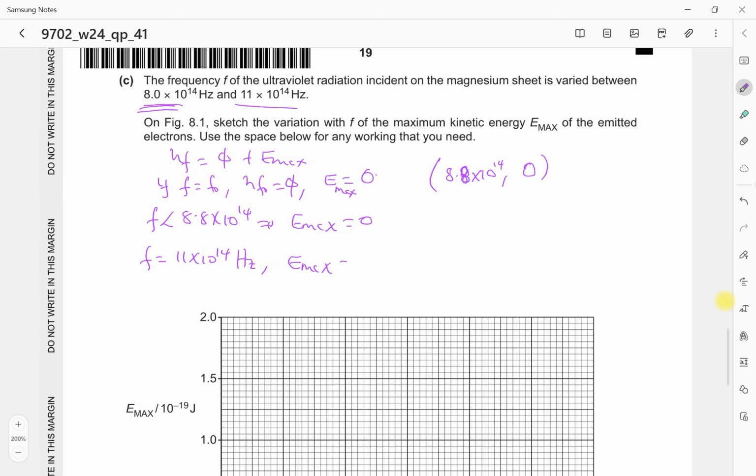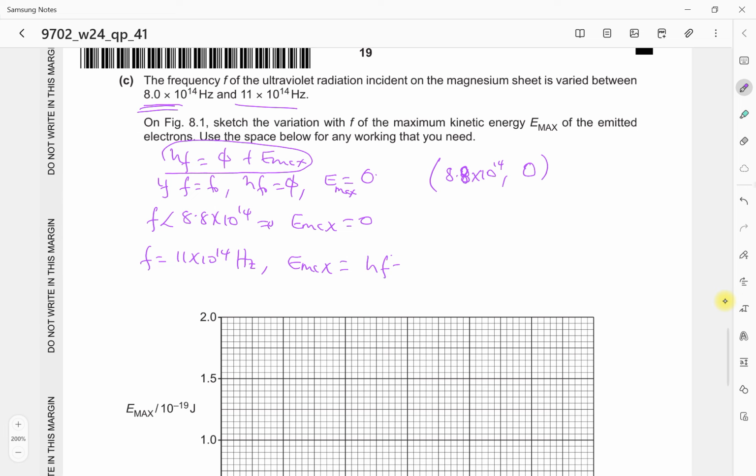Maximum kinetic energy is going to be a half times 9.11 times 10 to the power of minus 31, then times the maximum speed. Why should I waste time with this? Yet I can just subtract this one here. I'm just going to subtract. This is a wastage of time. So making Emax the subject, I'm using this equation here.